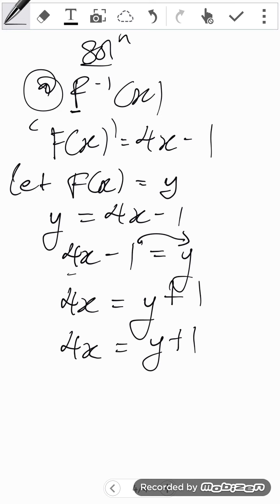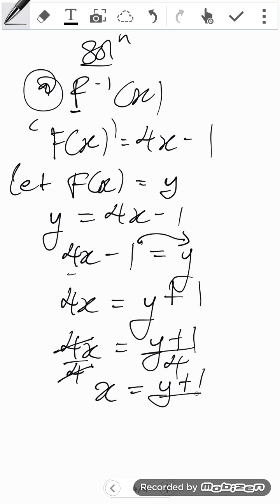Now, are we really looking for 4x? No, we're trying to make x the subject of the formula and not 4x. So we simply have to divide both sides of the equation by the number that is with x. So we divide this side by 4, and the other side by 4. If you divide 4x by 4, the 4 would disappear. Alright, so you'll have x being equal to y plus 1 over 4. But is this our final answer? Not really. Remember, we were asked to find f inverse of x.